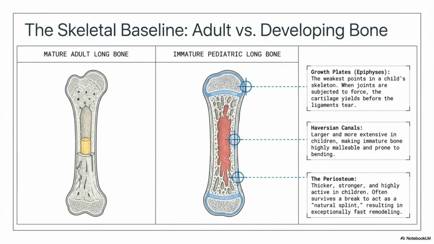Comparing adult versus developing bone reveals significant differences. Immature pediatric long bone contains growth plates, which are the weakest points. Children's bones are also more malleable due to extensive haversian canals and an active periosteum, which aids in fast remodeling.